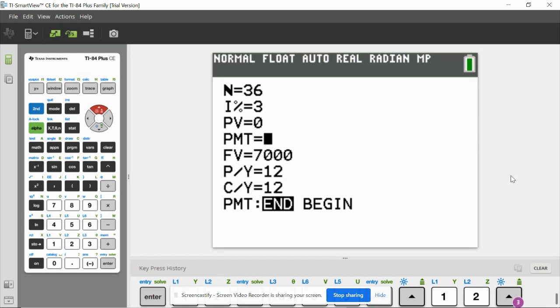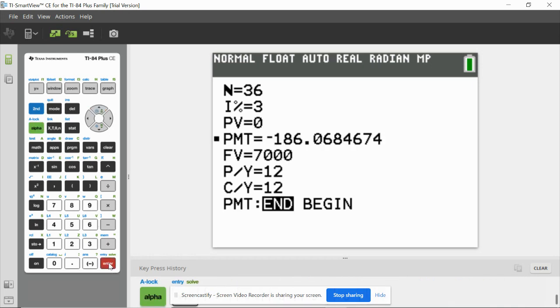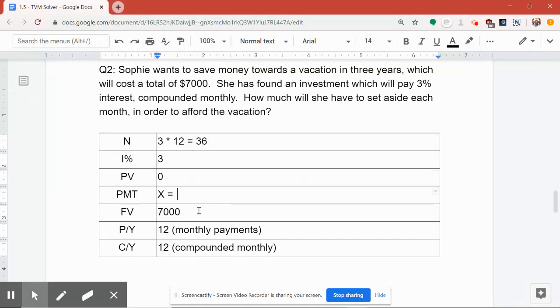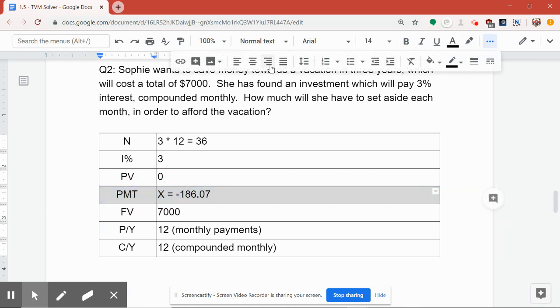What do the monthly payments have to be? So we're going to highlight PMT, press alpha, press enter. So we got negative 186.068, rounding this off. This would be 0.7. So the monthly payments would be $186.07. So these are the monthly payments which would be required in order to have $7,000 in the account after 3 years with monthly payments.